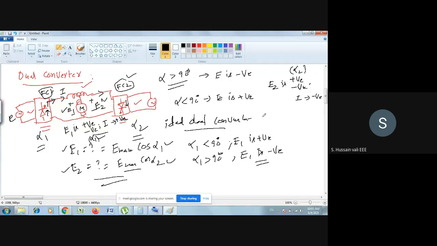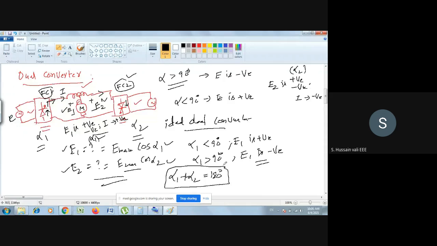So you see here now, if the current is negative, that's what I said: you can even use the dual converter for regenerative braking, or for all four quadrants. The condition here is that there shouldn't be any kind of overlap. So the condition is that alpha 1 plus alpha 2, whatever you do here, the sum should be equal to 180.